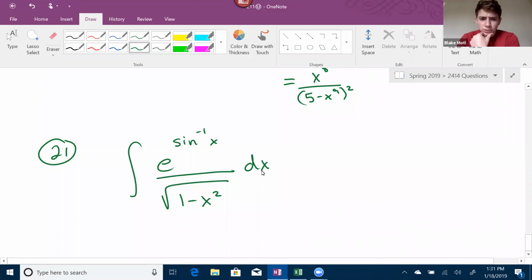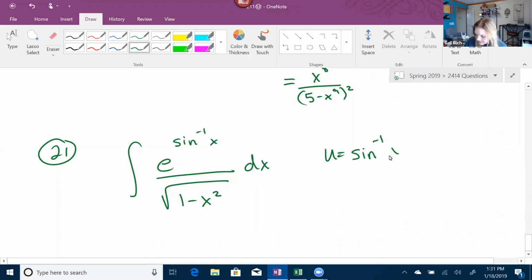Sine. Inverse sine. That's a sine to the negative one. Okay, so that's inverse sine. So let's just try that. Let's say let u equal the inverse sine of x. All right. Now, du means what is the derivative of the inverse sine of x?